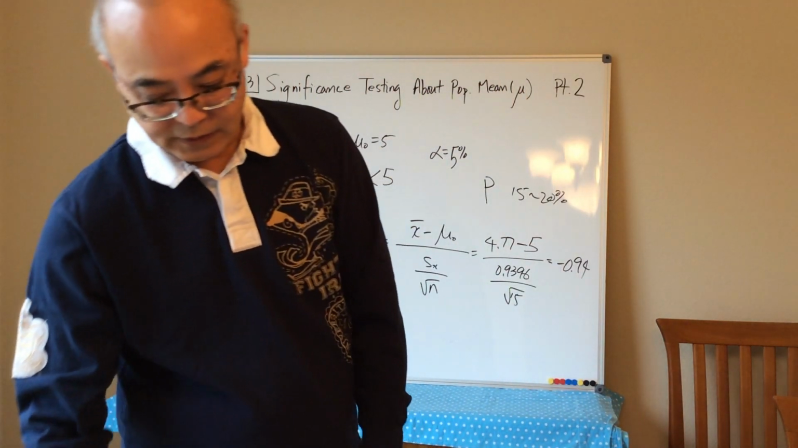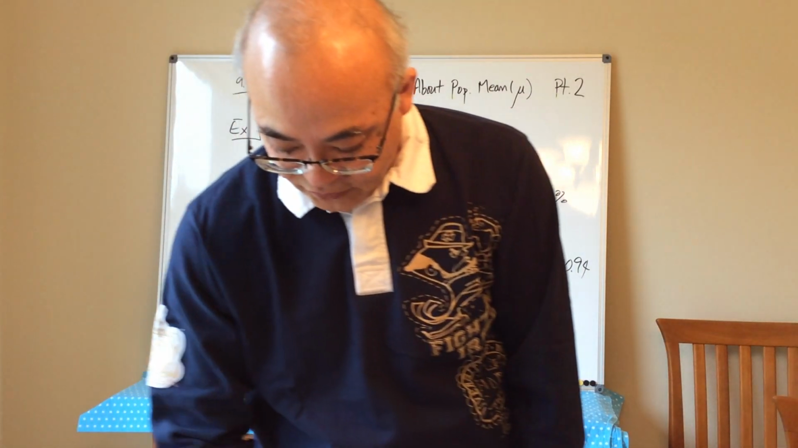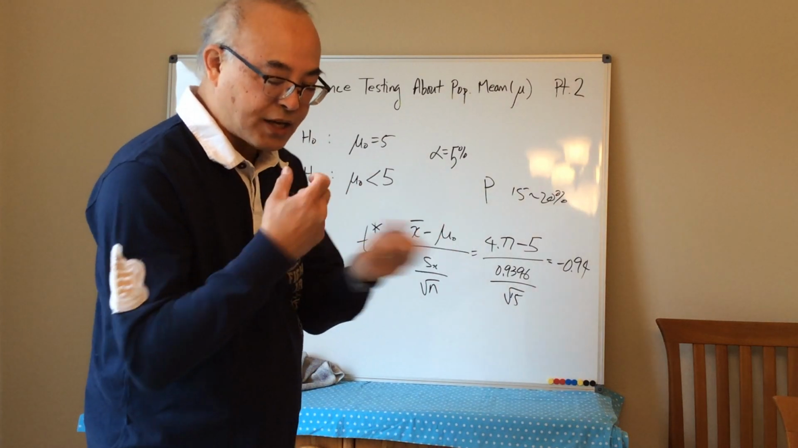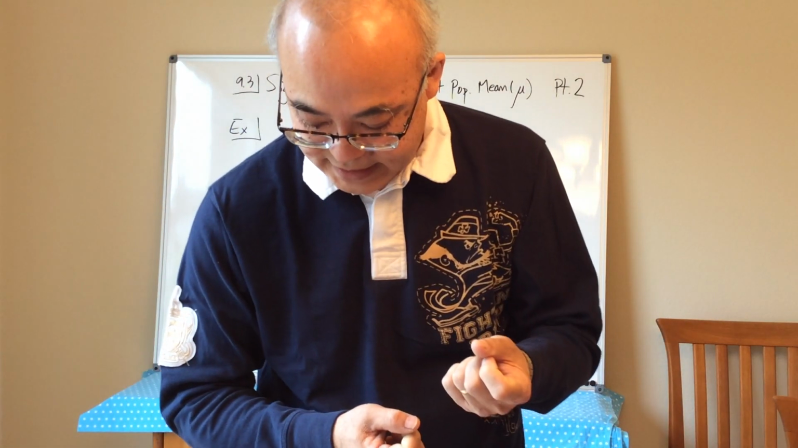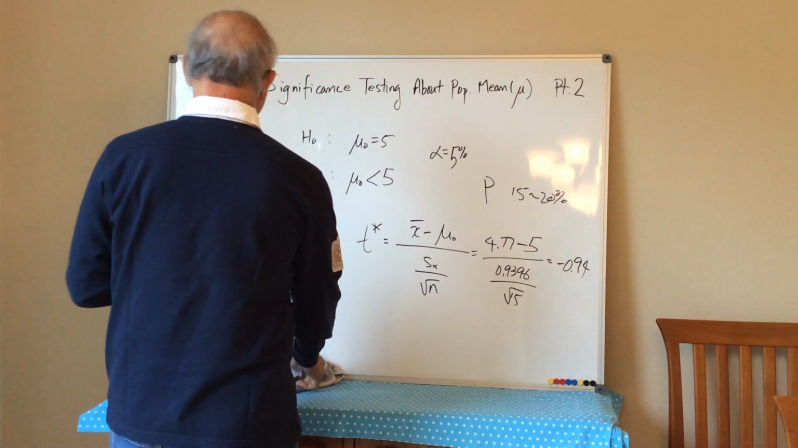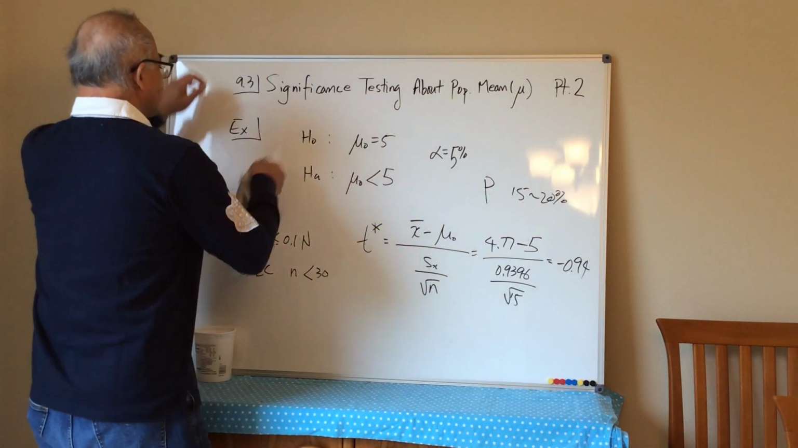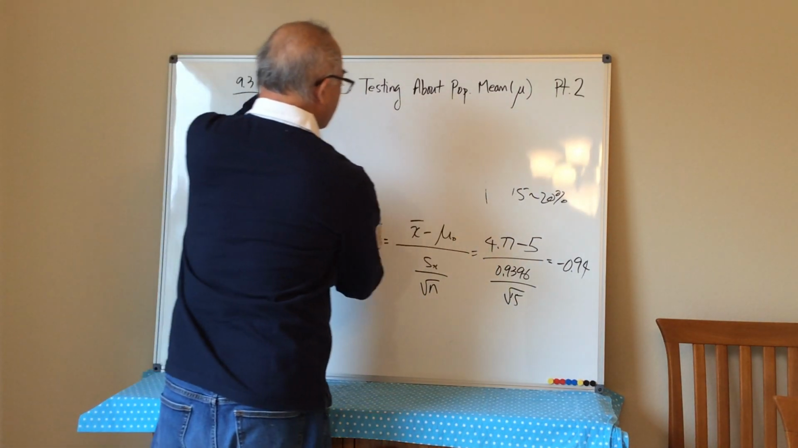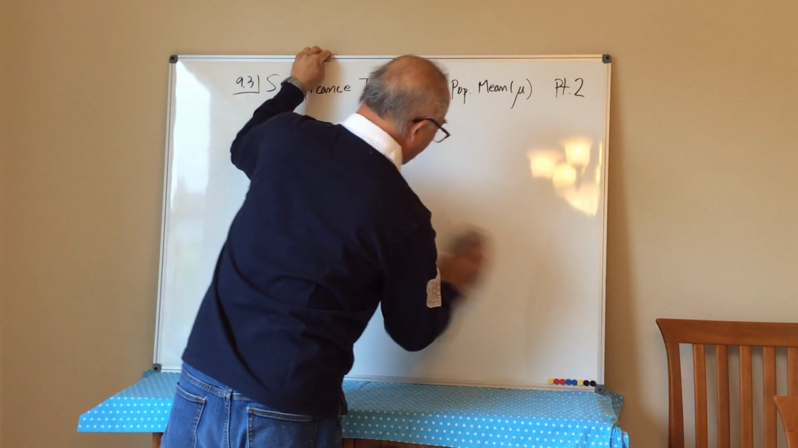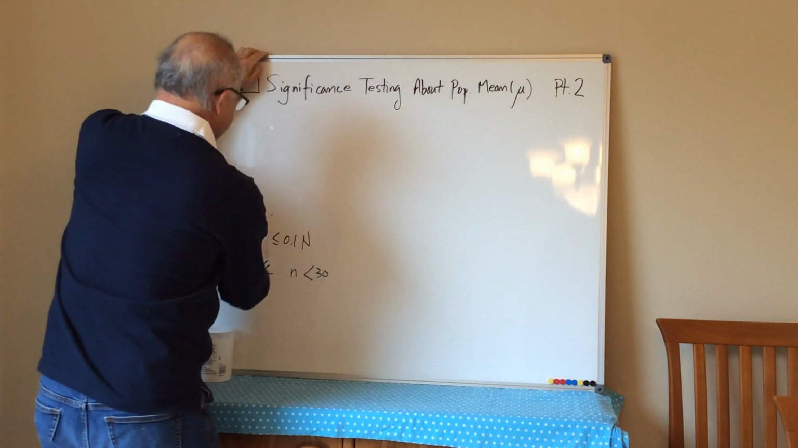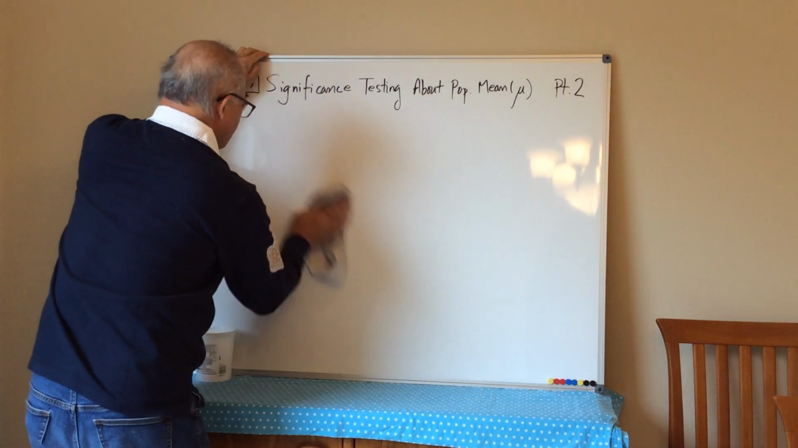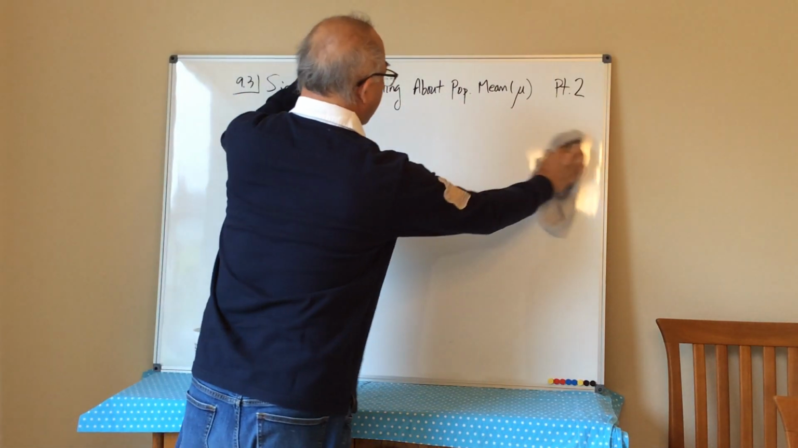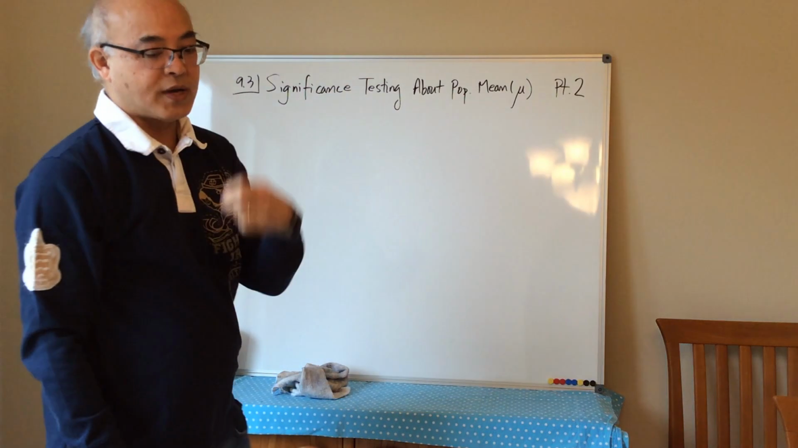All right. Now let's go to page 595. On 595, it talks about the relationship between a two-sided test and the confidence interval. When you're doing a two-sided test, and only when you're doing a two-sided test, you can use the confidence interval that we found in chapter 8.3 to do significance testing.